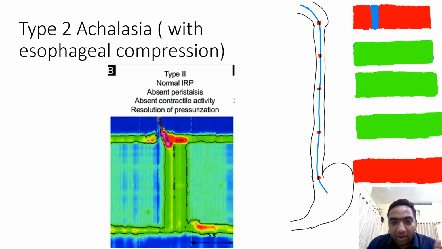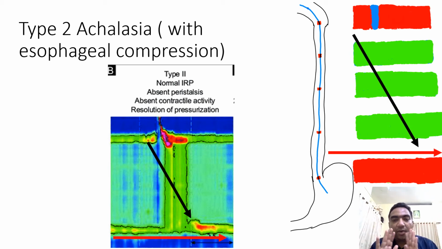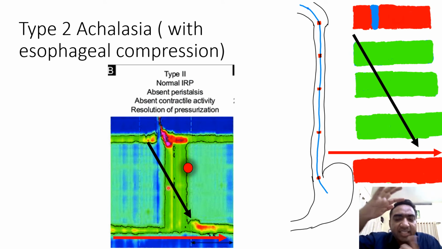In type 2 achalasia, we can also see that the lower esophageal sphincter is not relaxing, and we are not seeing any classical peristaltic wave. Then what is the difference? Instead of blue, we are seeing everything as green. Why? That is because something is happening in the esophagus and the pressure is rising in the esophagus. The upper esophageal sphincter is closed here, the lower esophageal sphincter is closed here, and something is happening in the esophagus which is increasing the pressure. That is, pressurization of the esophagus is happening.